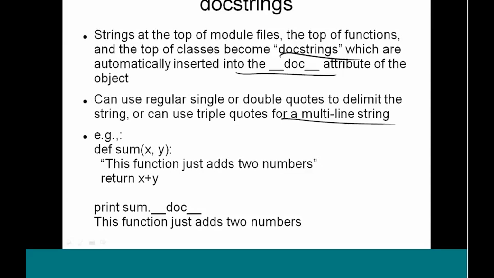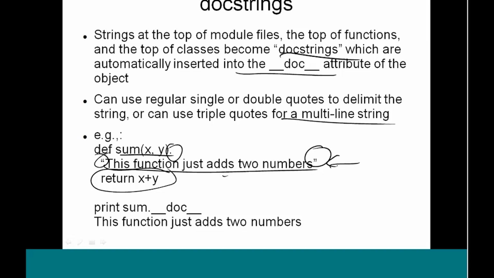Okay, so here as an example, we have a function which is basically sum xy. This we know, how to define the function with a colon. Usually we only put the statement where we just return x plus y, but in this case we will just add this string here with the quotes. This function just adds two numbers and this becomes the doc string for this particular function.